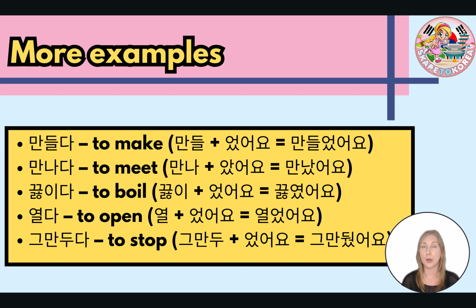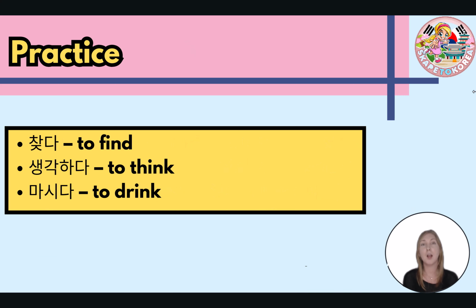끓이다, to boil. We've got 끓이, ends in 이, is meeting 어, so it becomes 여, and so it is 끓였어요. 그만두다 is to stop. 그만두 ends in 우, so it's the second one. Second criteria, we're adding 어요, and it becomes 그만뒀어요. They combine the 우 and 어 into 워. So 그만뒀어요.